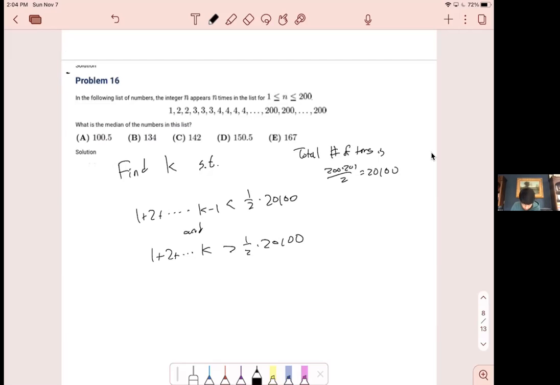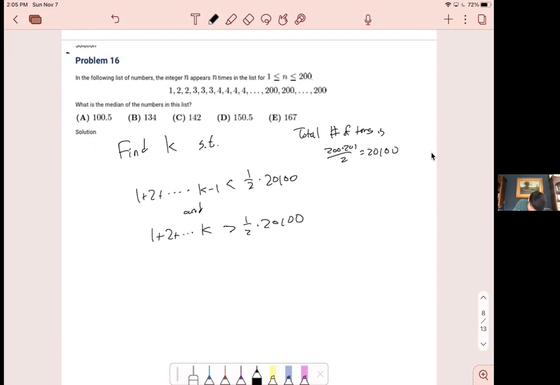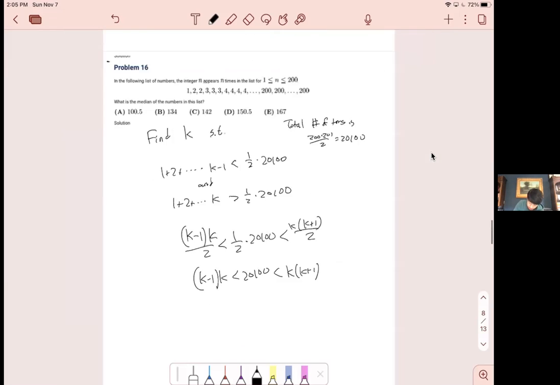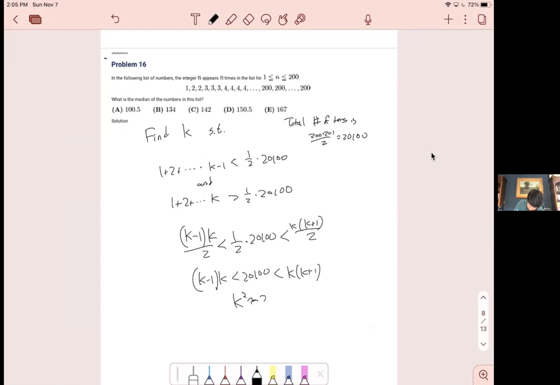And so this gets you k minus 1 times k over 2 is less than 1/2 times 20,100, which is less than k times k plus 1 over 2. So k minus 1 times k is less than 20,100, which is less than k times k plus 1. And so this tells us that k squared is approximately equal to 20,100. That's what we're going for. And so k should be approximately equal to the square root of 20,100.